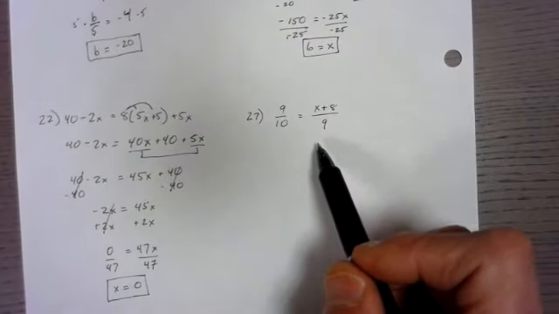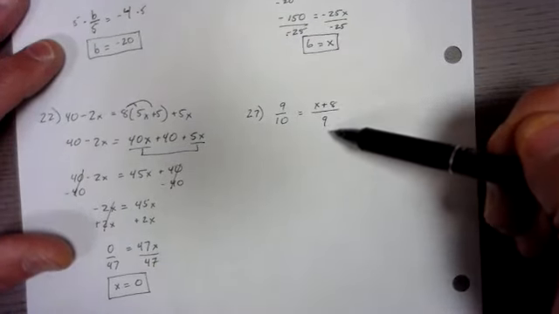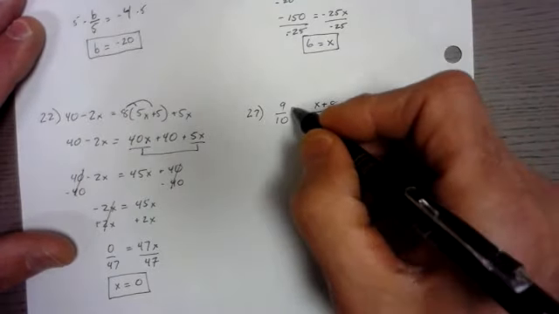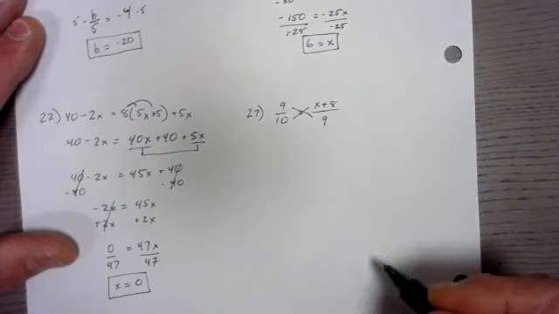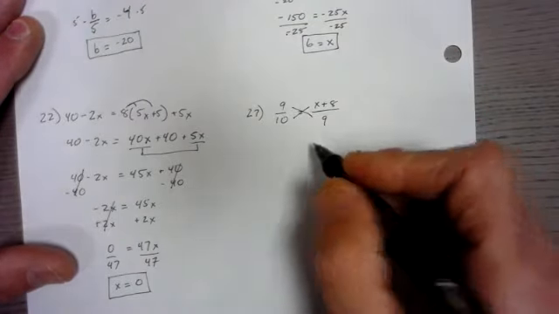27, this is a proportion. A proportion is two fractions that are equal to each other. And last year you were taught that, in order to solve these, we can cross multiply the fractions to get a new equation that's equal to itself.